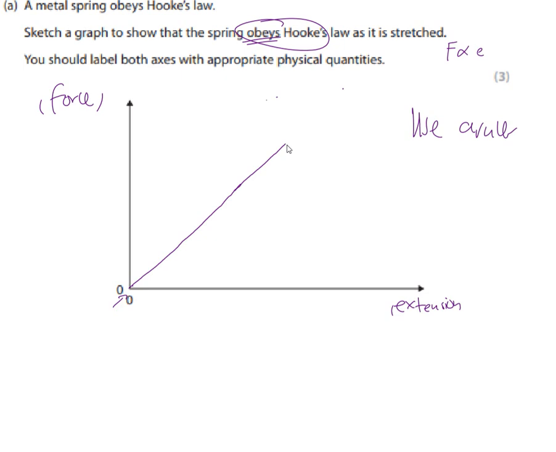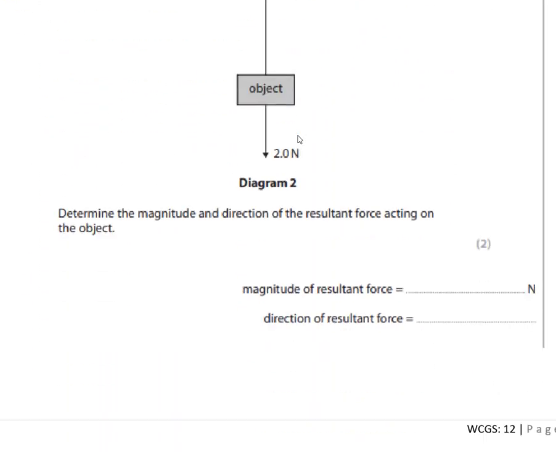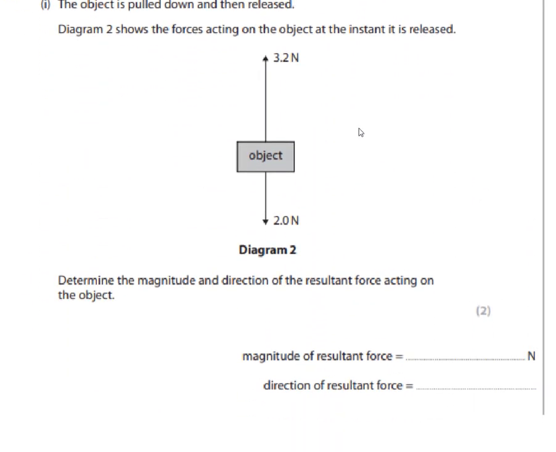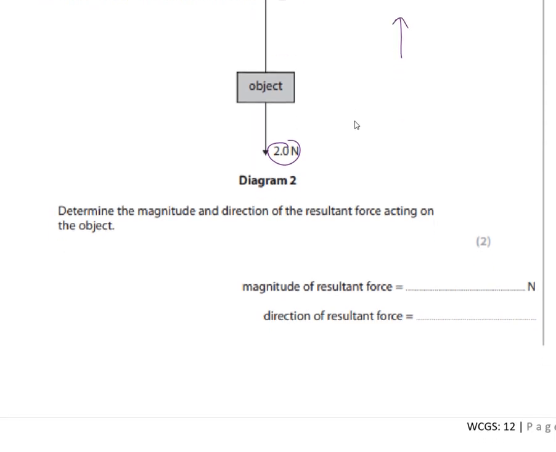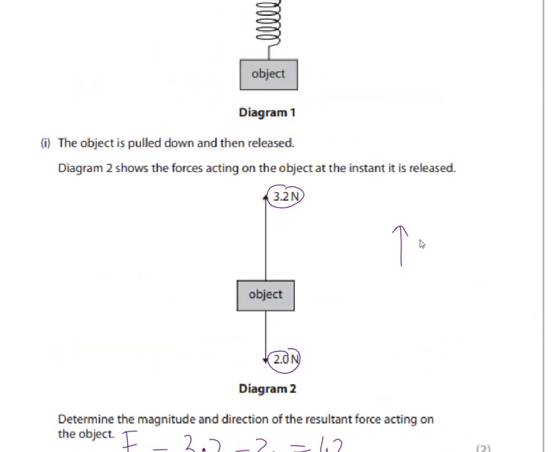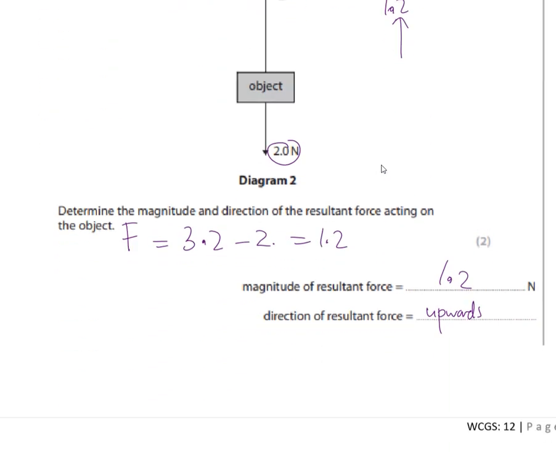Okay, nice one. Right, now, resultant force. How do we work out resultant force? What we have is force. Look, we got this going up, this going down. So therefore, the resultant will be pointing upwards, isn't it? Now, how do we work out resultant force? So F would be 3.2, take away 2, which is 1.2. So therefore, the object will still be going up with 1.2 newtons.